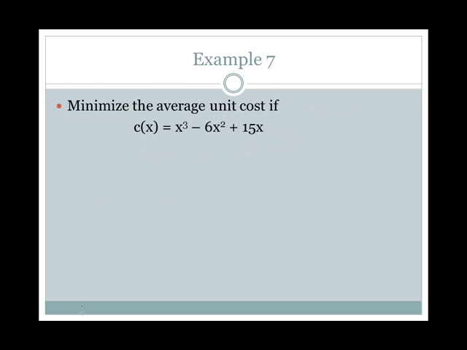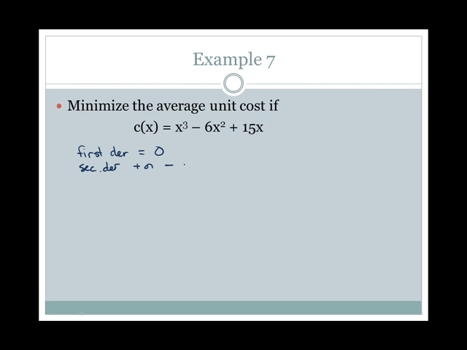Right? Next, we want to minimize the average unit cost. So think back to when we maximized and minimized things. The maximum or minimum value occurs when the first derivative equals 0, because remember that's when we have a turning point, and then we would need to check our second derivative to see if it's positive or negative for concave up or concave down.